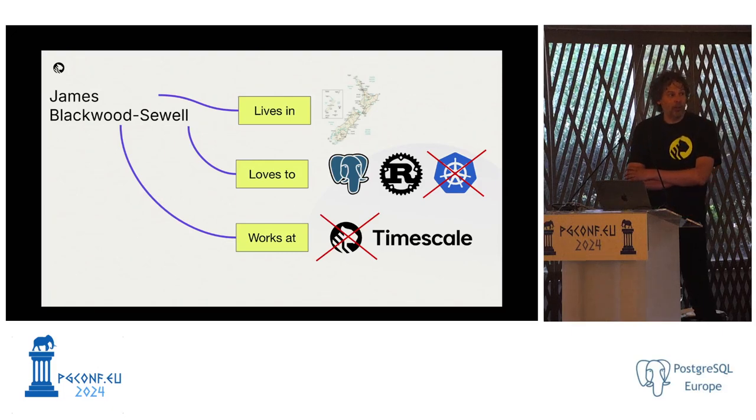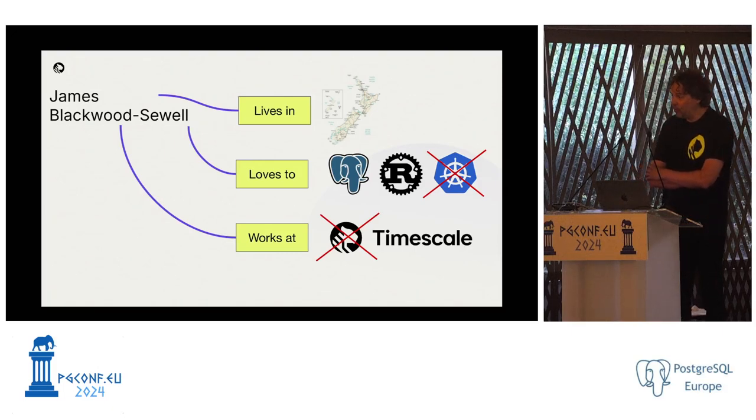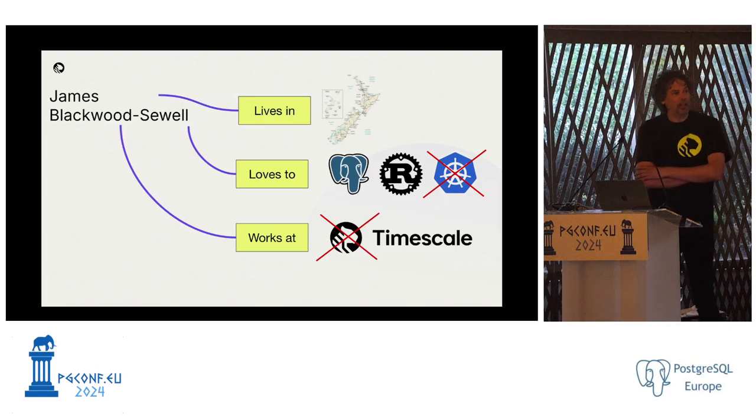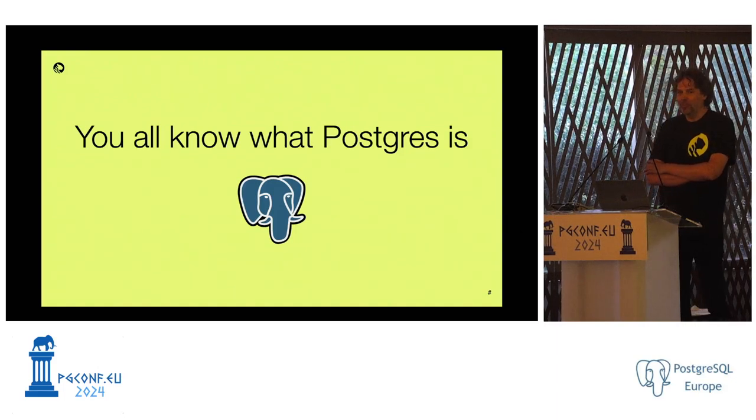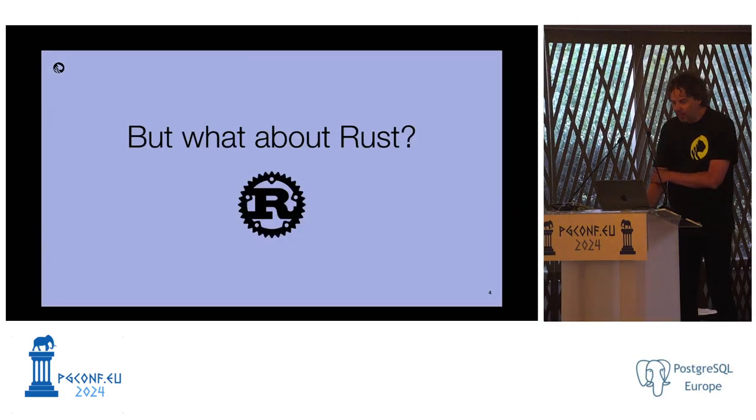I'm not going to be talking about Kubernetes today, and I'm not really going to be talking about Timescale too much today. I'm here to talk about Postgres and Rust. That's all the New Zealand content I've got. So I'm hoping everyone here knows what Postgres is. If you don't, I'm sure you're getting to know what Postgres is pretty fast throughout the conference. But I'm interested to know, a show of hands, who's heard of Rust before?